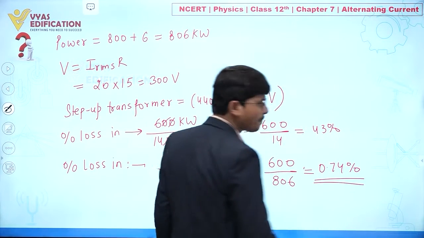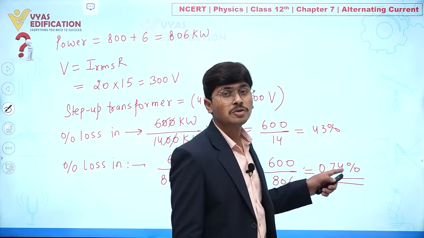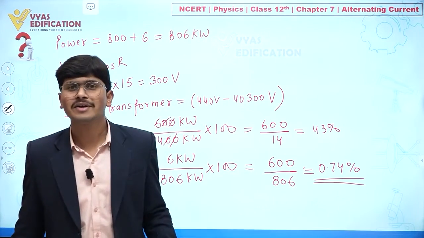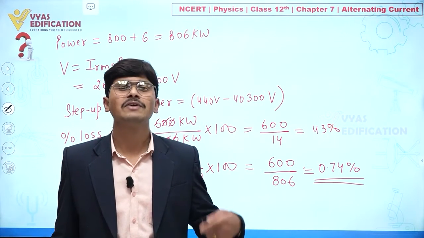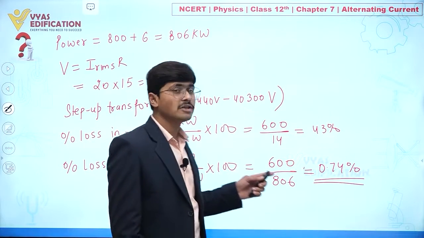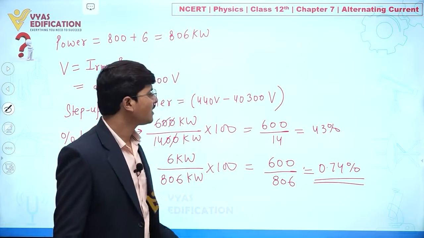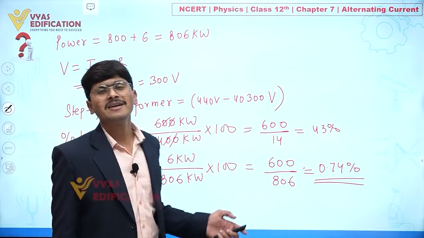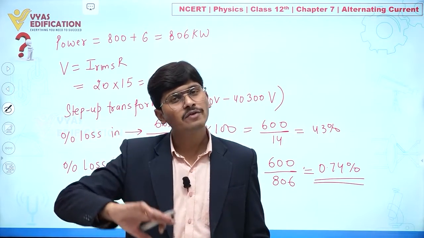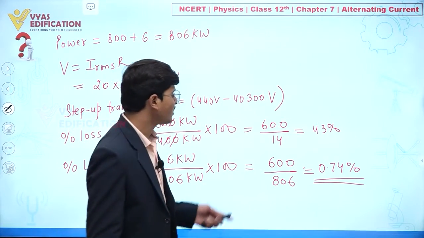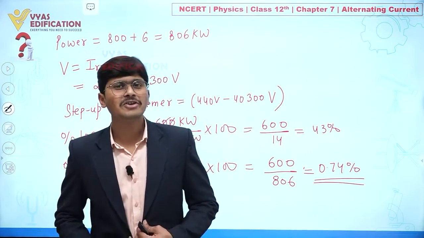Now you can compare in this question. In this particular question, only 0.74% of the total power given is going to waste. Clear? But in the first situation 43% of the power is wasted. It means it is always better if we are giving power at a higher voltage. So higher voltage transmission is always preferred if we want to reduce the power loss. Clear? So this is all about this question.